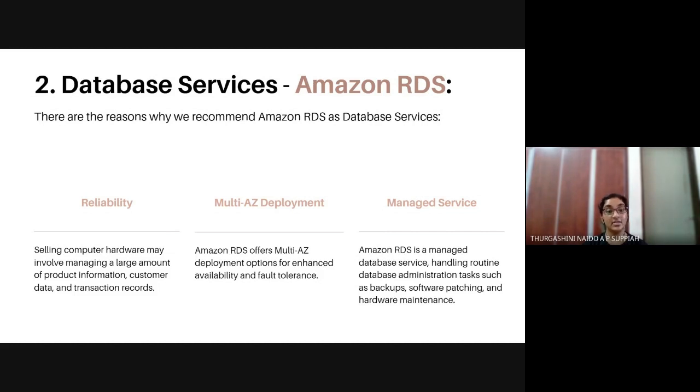For multi-AZ deployment, Amazon RDS offers multi-AZ deployment options for enhanced availability and fault tolerance. With this deployment, the database is automatically replicated to a standby instance in a different availability zone. And we have managed service. Amazon RDS is a managed database service, handling routine database administrative tasks such as backup, software patching, and hardware maintenance. This frees up time and resources, allowing us to focus on the core business of selling computer hardware rather than database management.